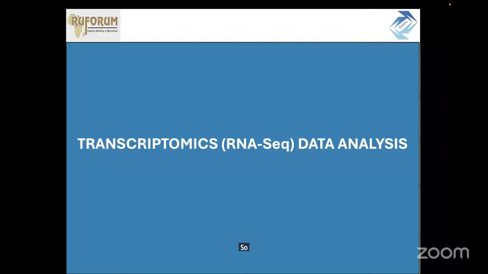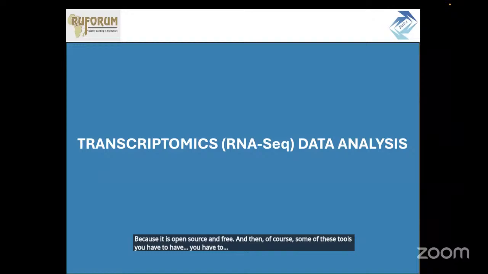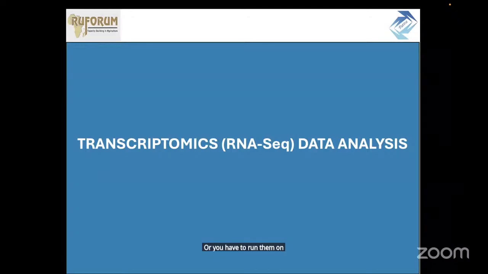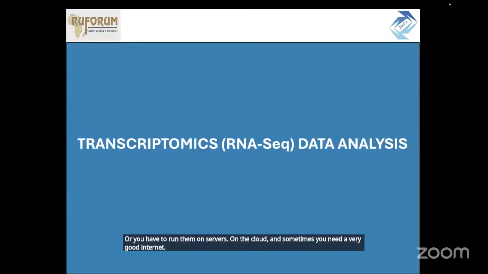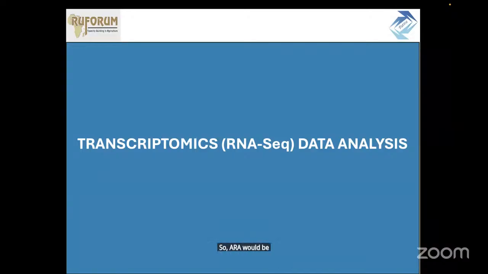I also showed you the tools that can be used in metagenomics. And those tools do the same things. You can use online tools. We had Mothur, QIIME, and the rest, but we are using RStudio because it's open source and free. Also, some of these tools you have to run on a high performance computer, or on servers in the cloud, and sometimes you need very good internet. So R would be a good way to go.